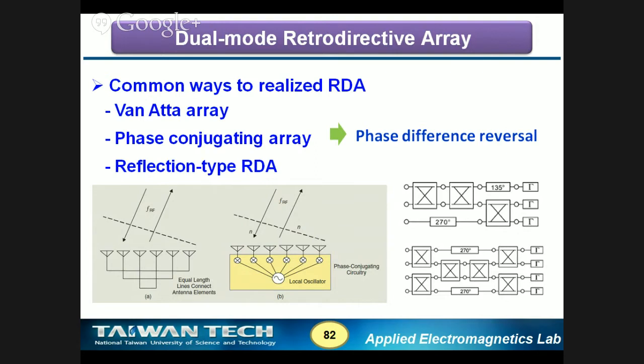There were already very good designs on the Van Atta array, on the phase conjugating array, which we can abbreviate as PCA, and on the reflection type array. What else can we do? Later on, I thought about a dual band or dual mode design. I mean, we combine the feeding networks of two types. If it's possible, we combine a Van Atta array with a phase conjugating array, for example, or combine the feeding network of a Van Atta array with a reflection type array. Is it possible or not?